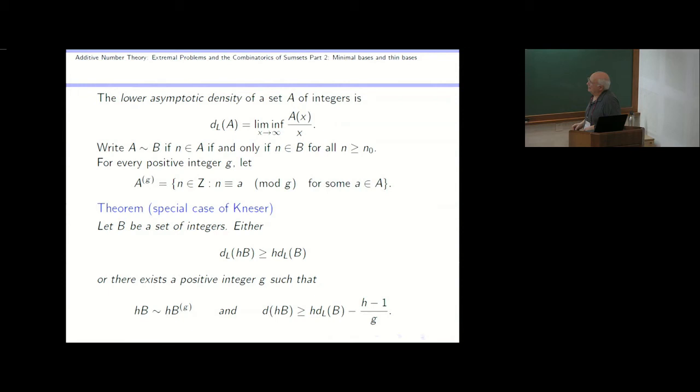By the way, there's one important thing to note here. Suppose you have a set B whose density is bigger than 1 over h. So if B has density bigger than 1 over h, h times that is bigger than 1. But the density of any set is at most 1. So if B has density bigger than 1 over h, this inequality fails, and it has to be this case.